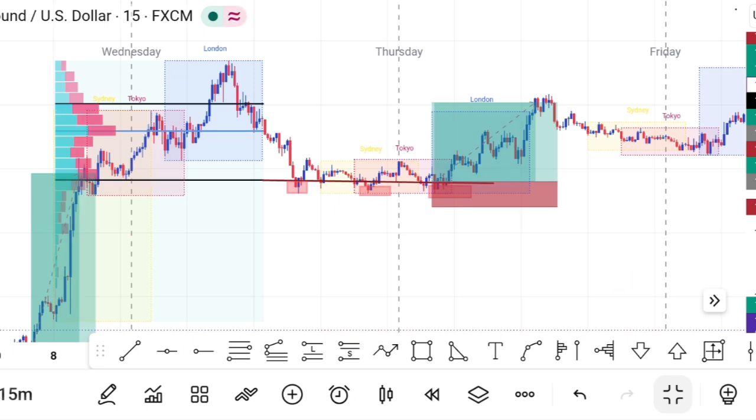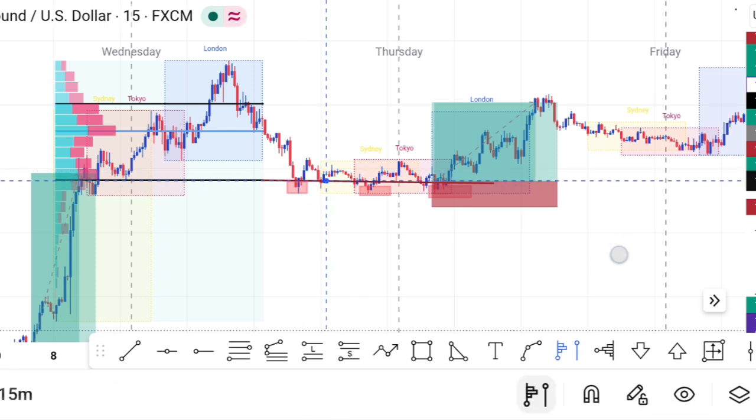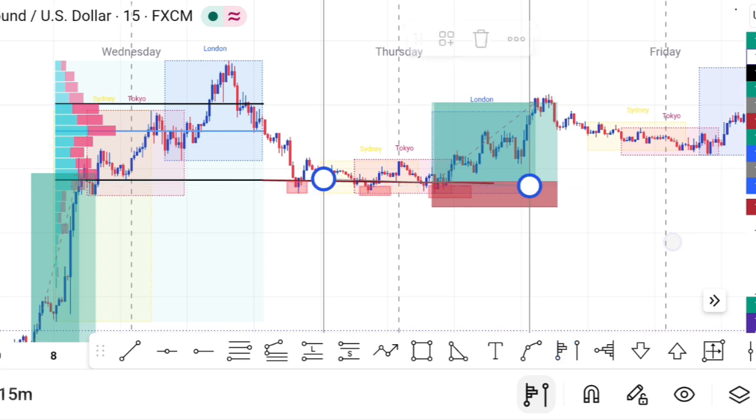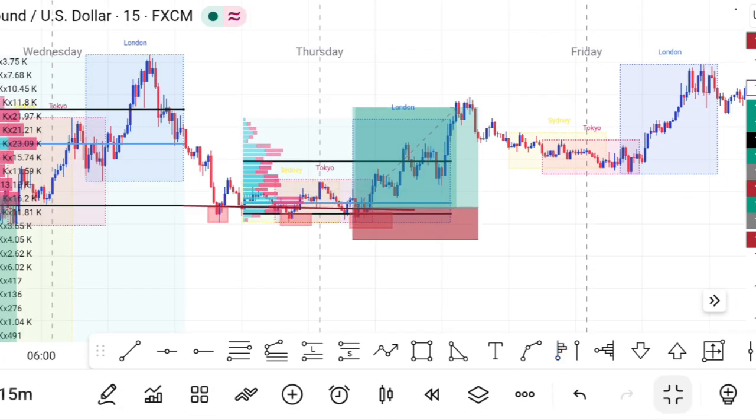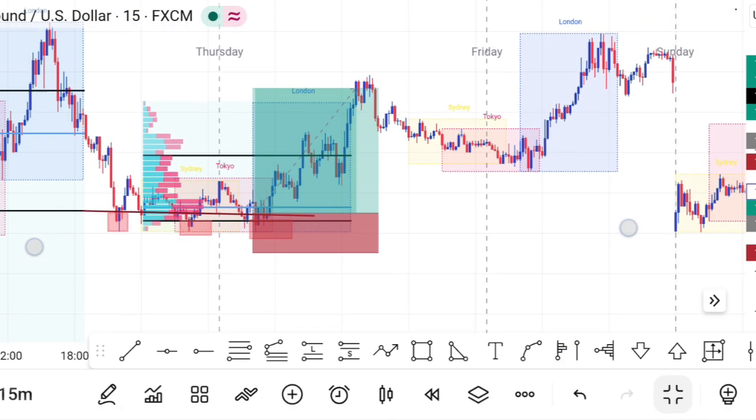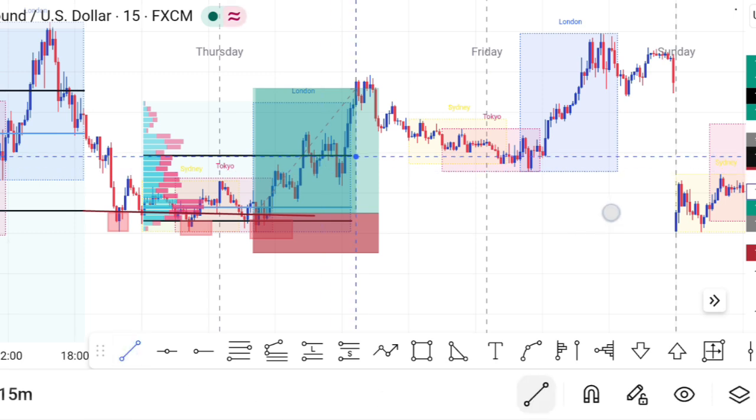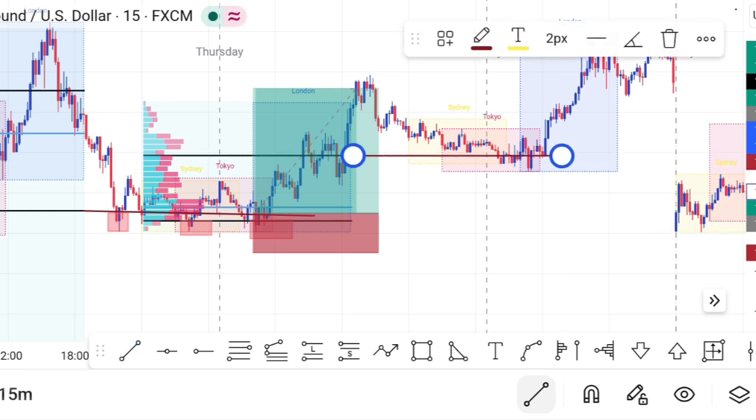The next thing I did is I came back on Thursday. I marked my Asian and London session. I got my support and resistance. After I got my support and resistance, the market didn't open in between the support and resistance. It opened outside the support and resistance, so I was supposed to wait until it came back where I wanted it to be. Look at that, it came back to my support.